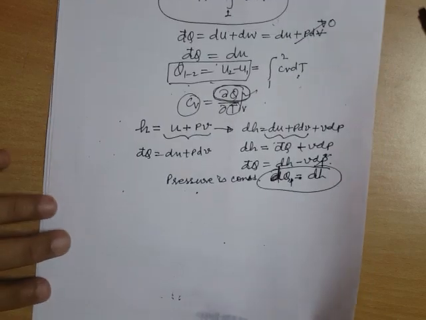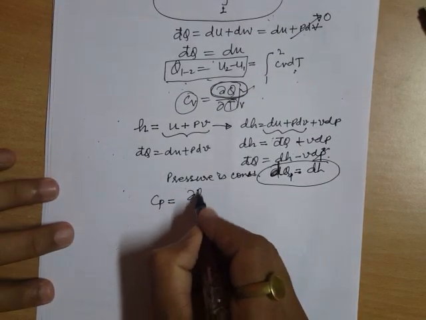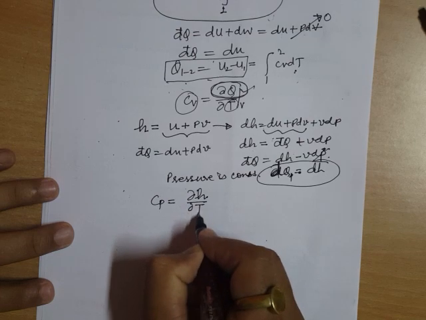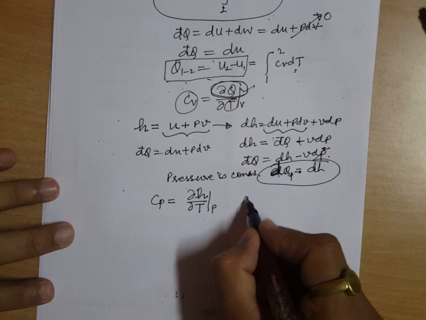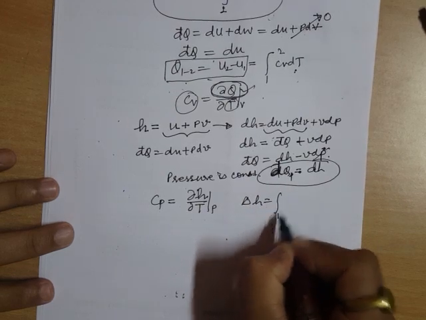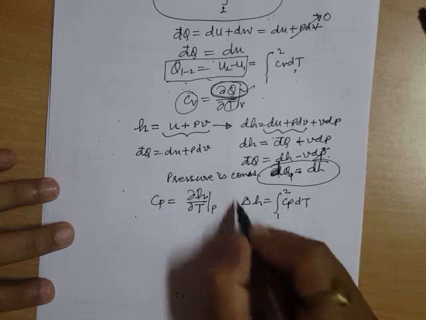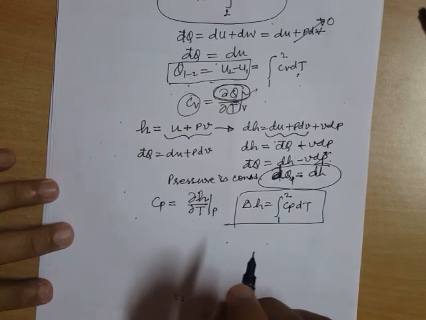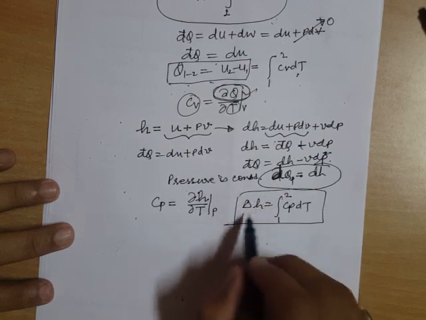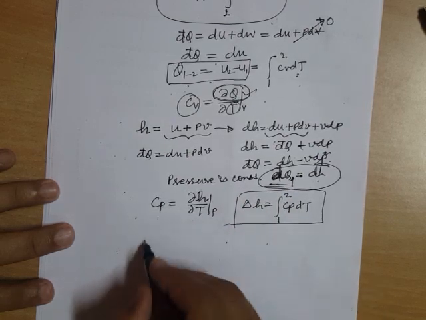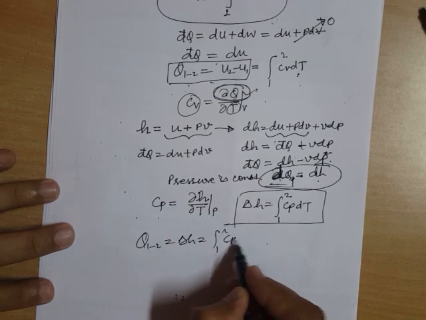So here we define a new term, that is specific heat at constant pressure, which is defined as the rate of change of enthalpy with respect to temperature when pressure is held constant. So the total change in enthalpy will be nothing but integration of this term Cp dT from 1 to 2. Another important thing, as delta H is nothing but heat transfer in that particular process, that is Q1 to 2 is delta H, which is integral 1 to 2 Cp dT.